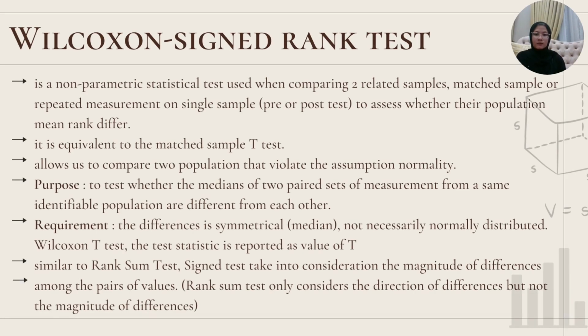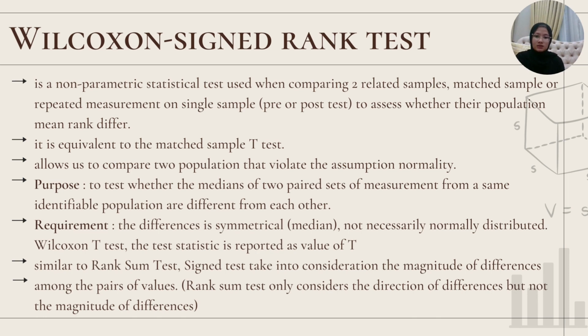The Wilcoxon signed-rank test is a non-parametric statistical test used when comparing two related samples, matched samples, or repeated measurements on a single sample, pre or post test, to assess whether their population mean ranks differ. It is equivalent to the matched sample t-test, allowing us to compare two populations that violate the assumption of normality. The purpose is to test whether the medians of two paired sets of measurements from the same identifiable population are different from each other. Requirement: the differences are symmetrical about the median, not necessarily normally distributed.